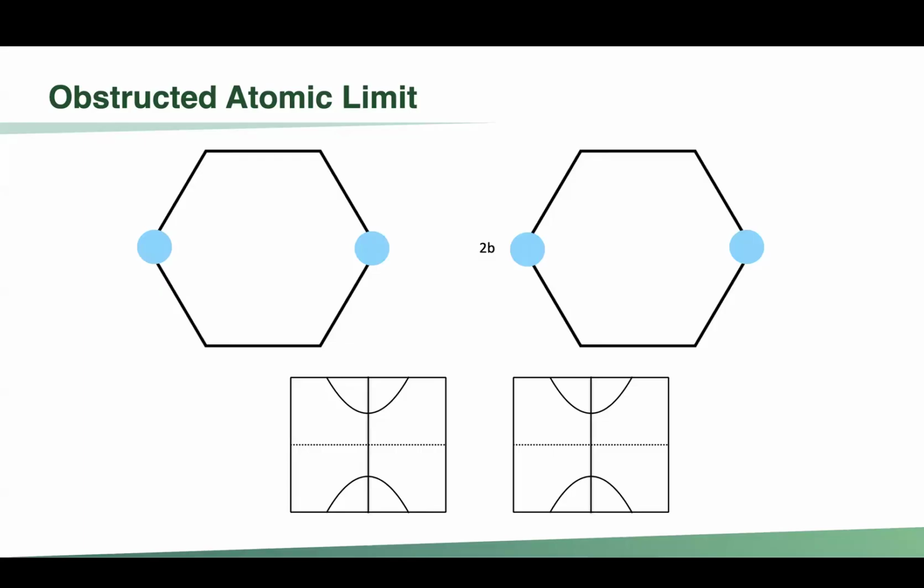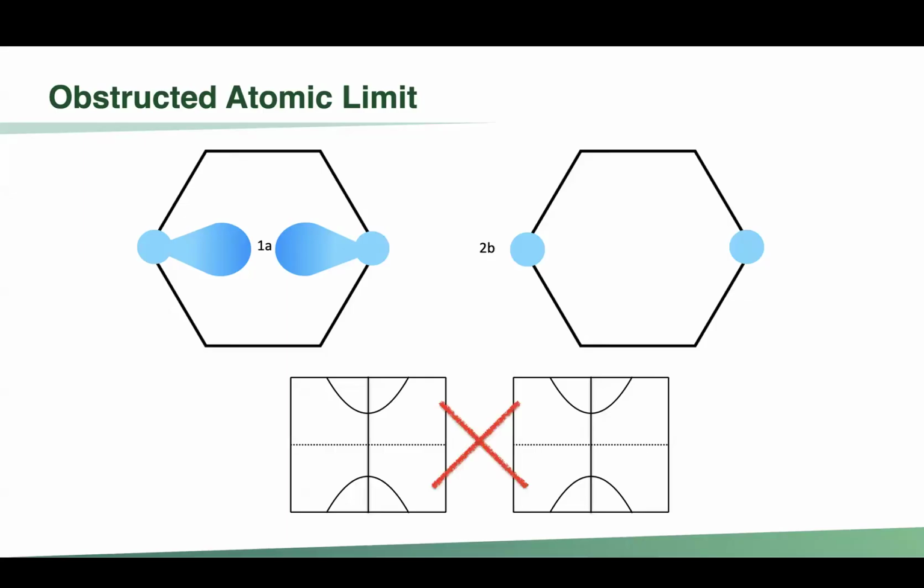I think it was discussed during the school, but this could be another point of view of the same problem. An obstructed atomic limit happens when our atoms sit in a Wyckoff position that is part of the lattice, but some electrons are localized somewhere else, away from the Wyckoff position of your lattice, for example, in the 1a position.